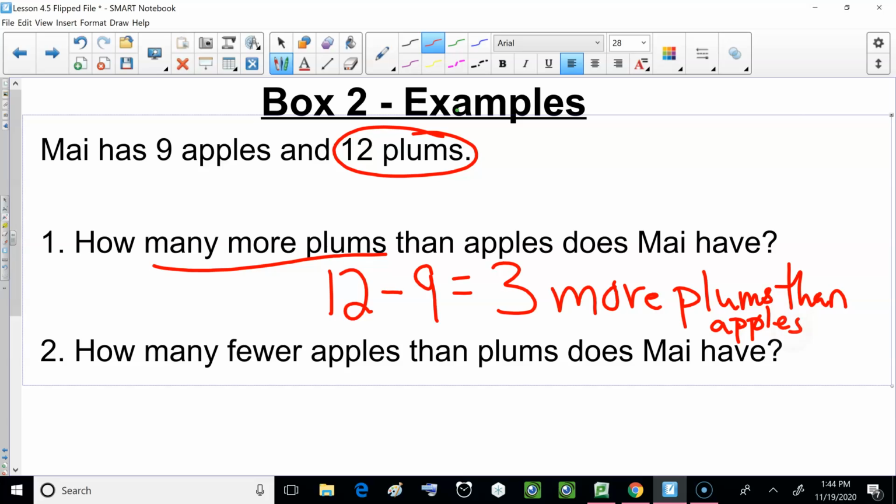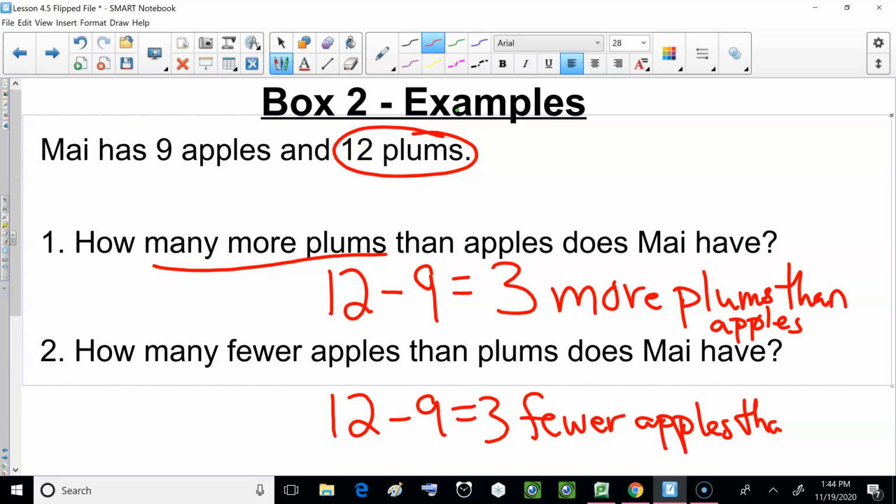for our label. And then if it said how many fewer apples than plums does Maya have, we still have that same information. It's going to give us that same type of equation. So we got 12 minus 9 equals 3. But now our label is going to change. Our label is 3 fewer apples than plums. So really we can find it as an addition equation or as a subtraction. But yeah, we're comparing two things using addition and subtraction. And notice how our label changes depending on the question that we are being asked. So with that, you want to pause and write down those examples.